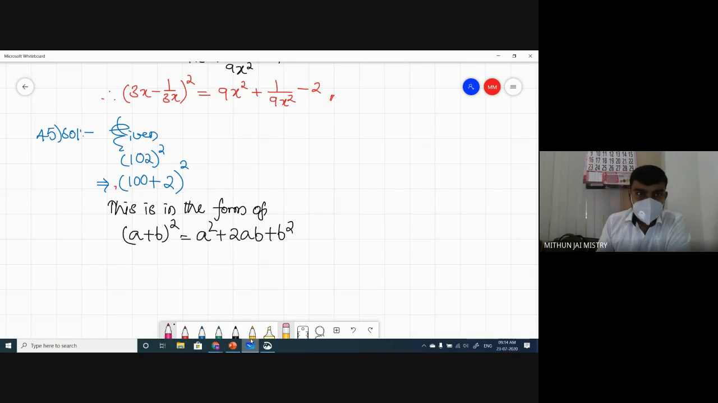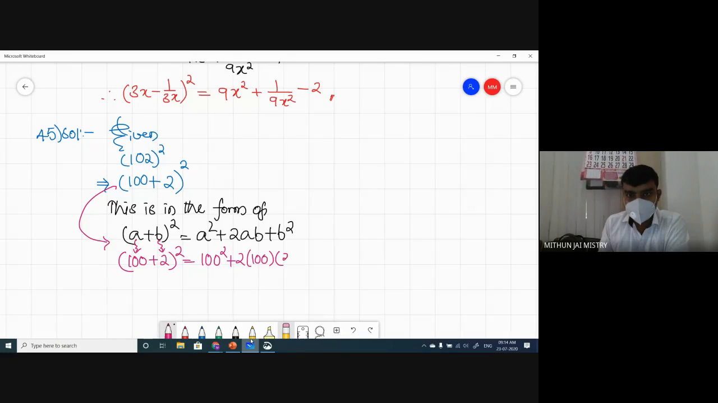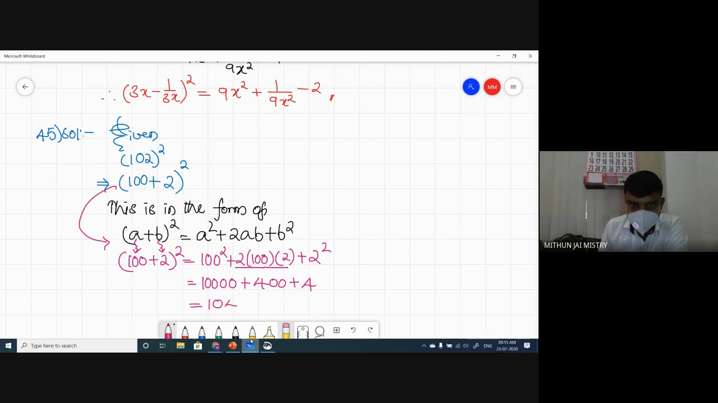So when you write this 100 plus 2 whole square, have a look. In the place of A, you should write 100. In the place of B, you should write 2. So it's 100 square, plus 2 into 100 into 2, plus 2 square. 100 square means we will get 4 zeros, plus 2 into 100 is 200, 200 into 2 is 400, plus 2 square is 4. So how simply we are getting the answer as 10,404. This is your answer.